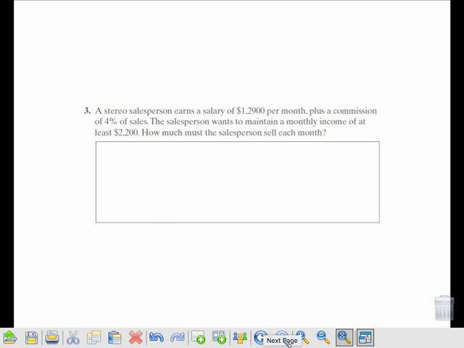So the last thing here, there's an extra 0 in the salary, so cross out that 0. So a stereo salesperson earns a salary of $1,290 per month plus a commission of 4% of sales. So we're going to take 0.04 times my sales. He wants to maintain a monthly income of at least $2,200. So remember, at least means greater than or equal to $2,200.